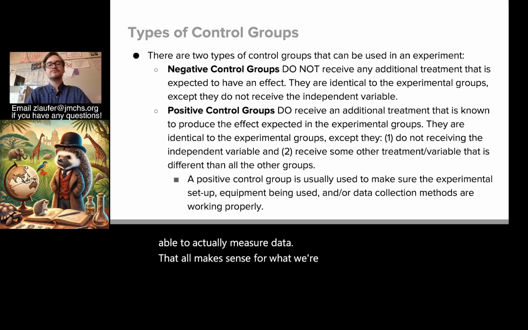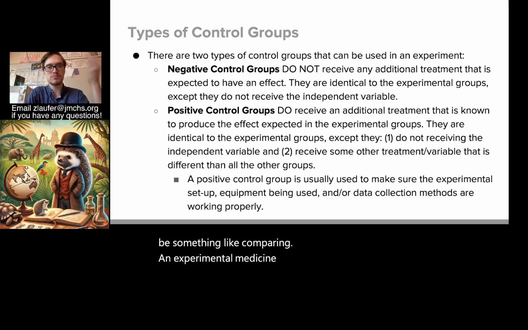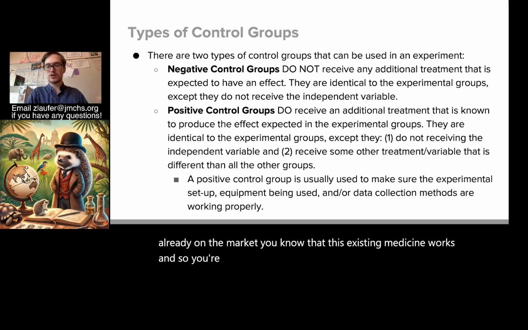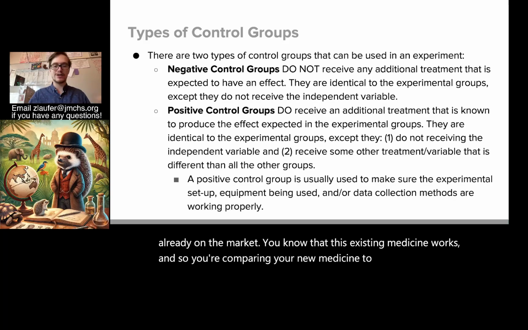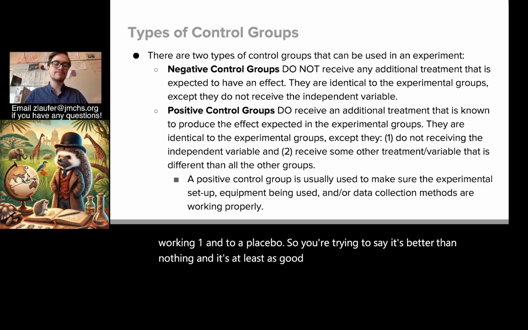So your positive control group in a drug trial for new medicine would be something like comparing an experimental medicine to some existing medicine that's already on the market. You know that this existing medicine works, and so you're comparing your new medicine to the existing working one and to a placebo. So you're trying to say it's better than nothing, and it's at least as good as what's already out there. Those are the point of the two groups.